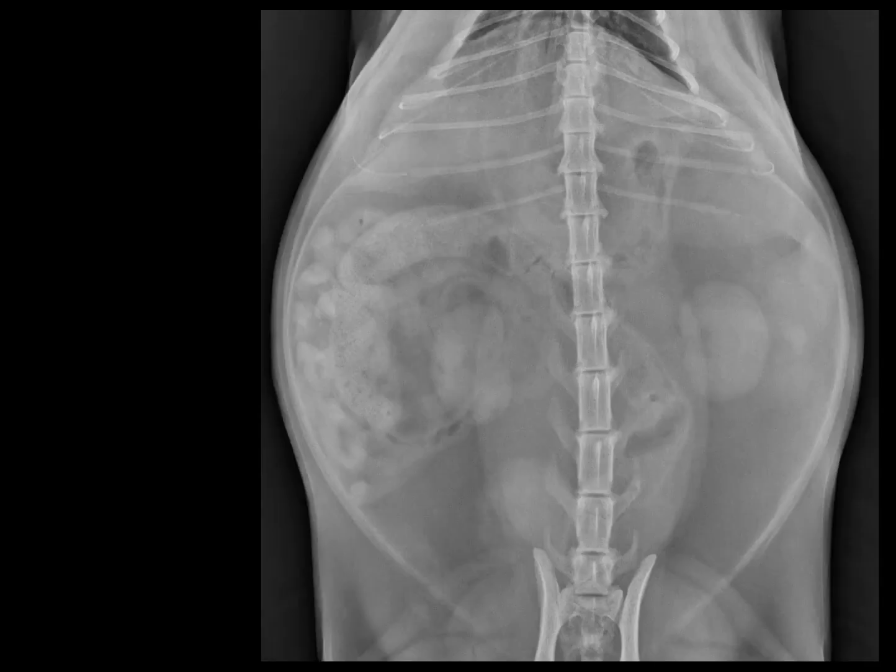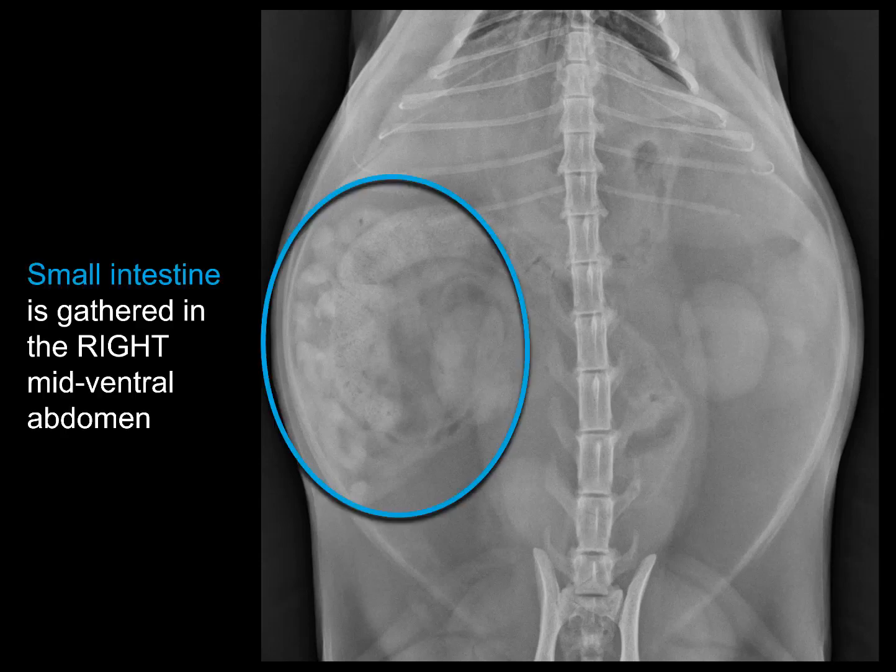Same cat, ventrodorsal view. Again, we can very quickly tell that it's quite fat. And once again, all of our intestines are gathered in one area, and here it's on the right. And what's important to note here is that this is normal in a fat cat. Fat cats generally gather their intestines on the right side and mid-ventrally.